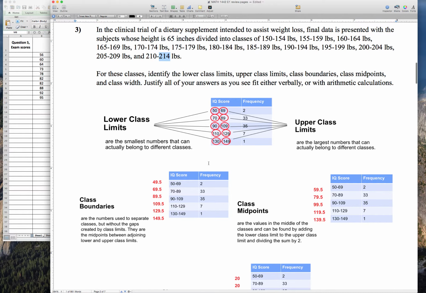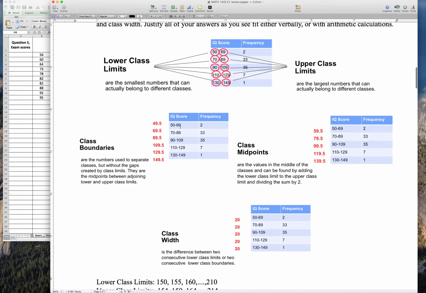Now the class boundaries are the midpoints between subsequent or adjacent lower class limits and upper class limits. So the upper class limit that is adjacent to 70 is 69. Its subsequent lower class limit is 70. So if you add those two, 69 plus 70, and divide by 2, you get 69.5, which is the midpoint between that lower and upper class limit.